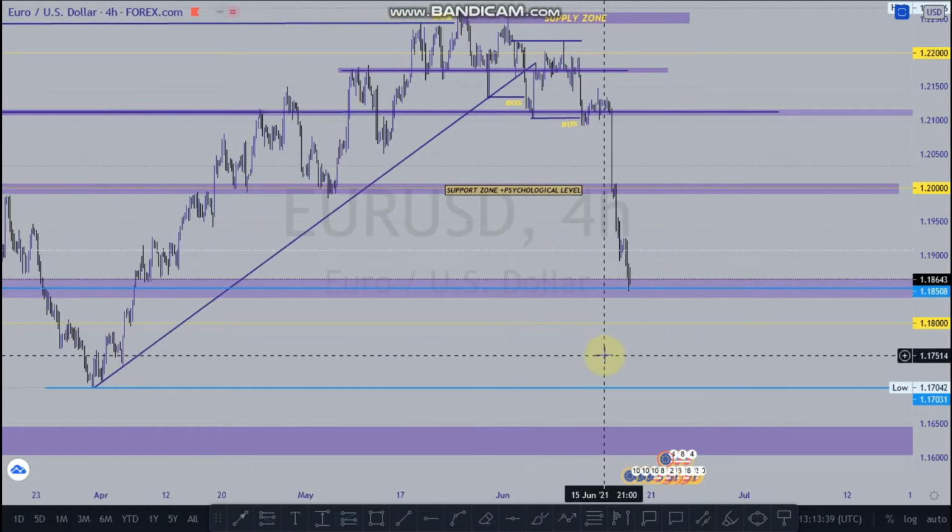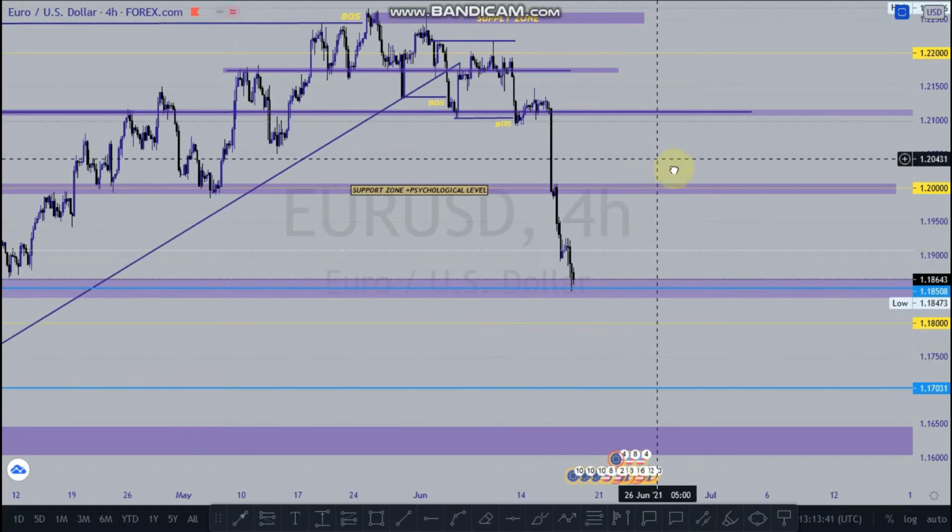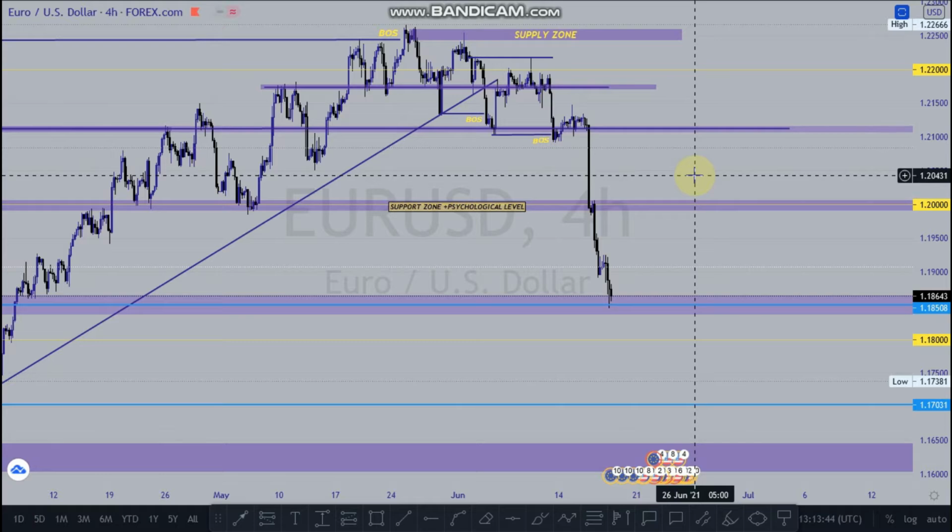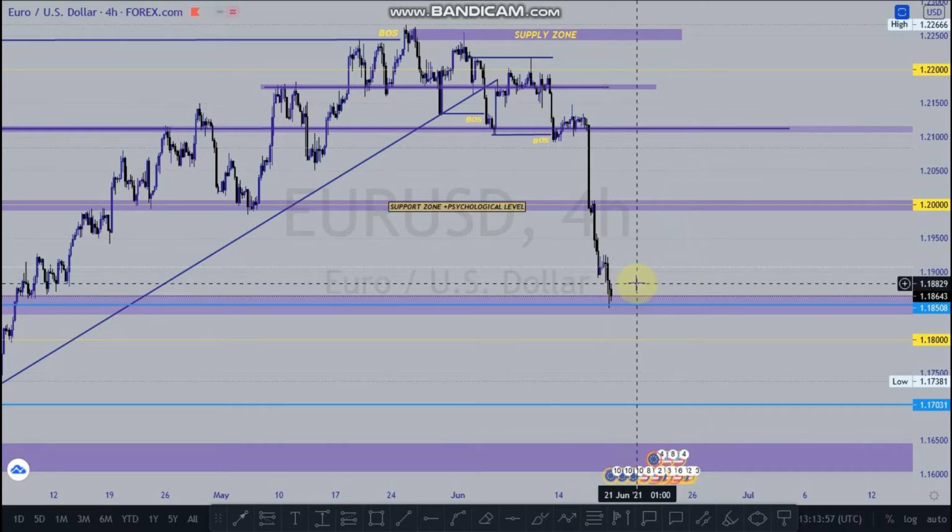Concerning this pair, you could see that clearly the structure has been shifted. Now we are in a downtrend. The momentum and everything is against the euro right now. The dollar is gaining strength. So I'm only looking forward to sales, or maybe I might guide some buys this week concerning this pair.